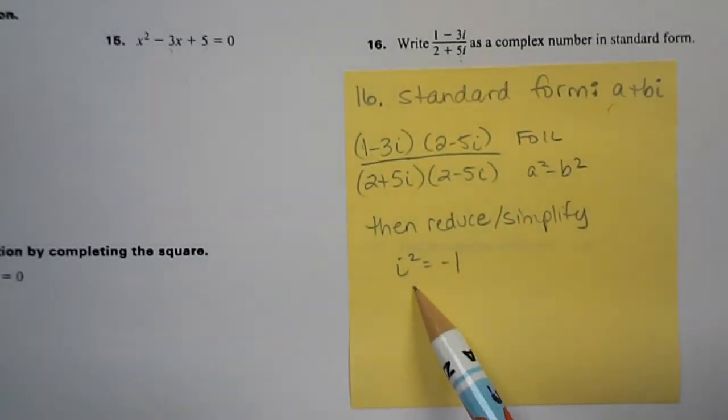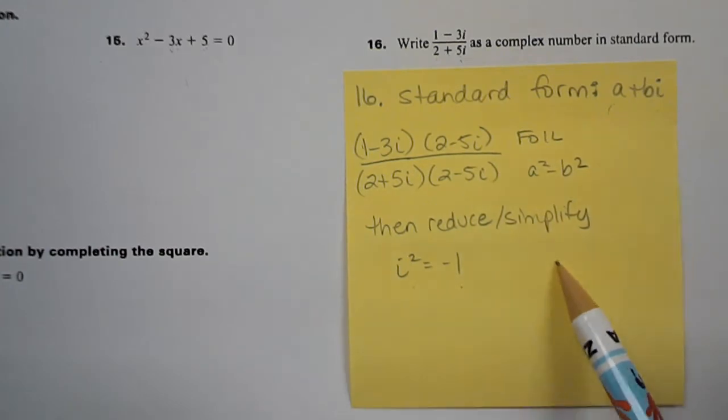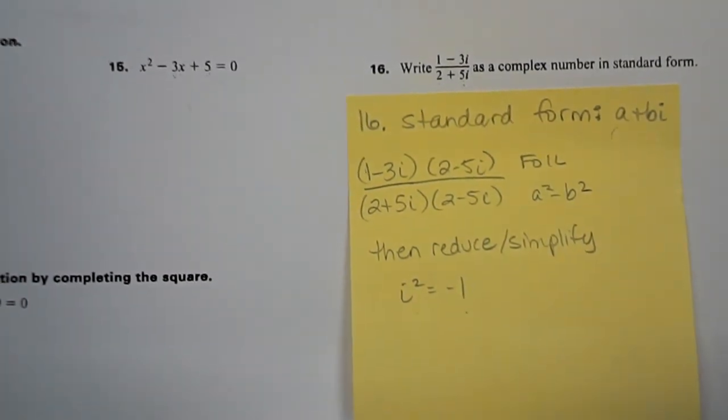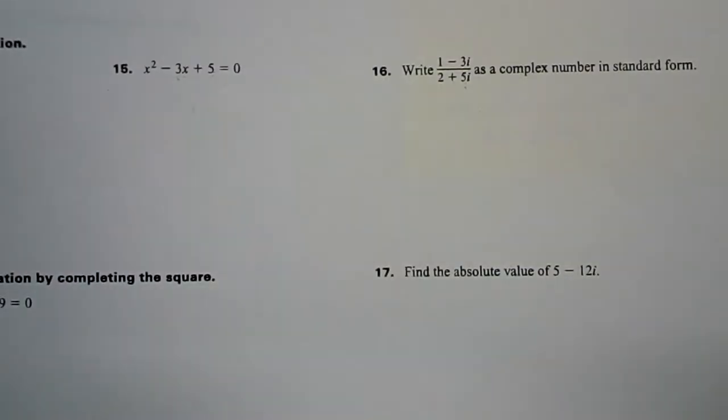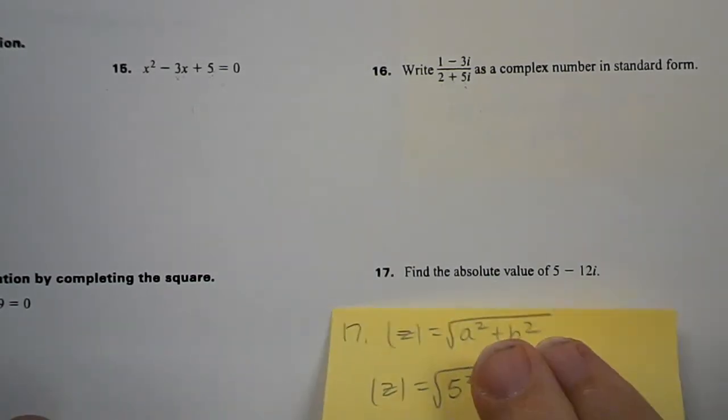Remember that i squared is negative 1, and so you're going to reduce and simplify to get your answer. Okay, let's look at number 17. 17 asks you to find the absolute value.